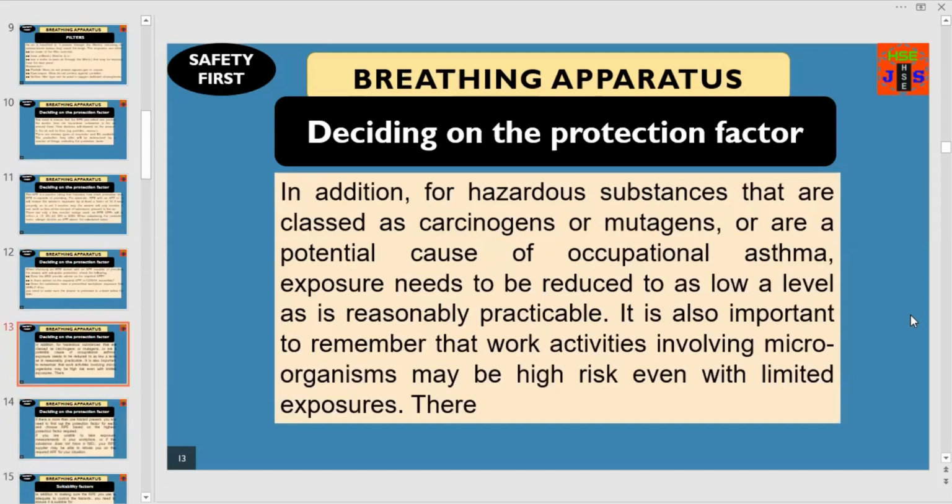In addition, for hazardous substances that are classed as carcinogens and mutagens, or are a potential cause of occupational asthma, exposure needs to be reduced to as low a level as is reasonably practicable. It is also important to remember that work activities involving microorganisms may be high risk even with limited exposures.